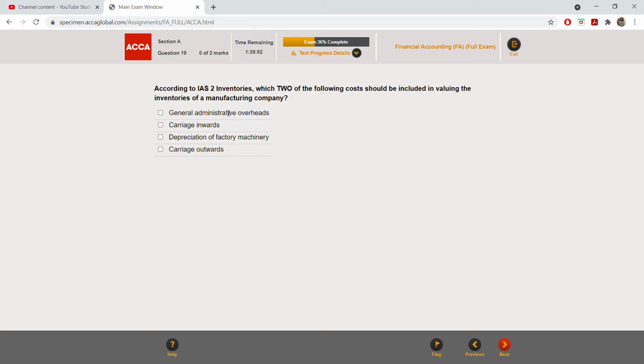General administrative overhead, no. Carriage in was yes. Depreciation of factory machinery, yes. Not carriage outwards, okay? According to IAS 2, this does not come. These are costs, but they do not come for the inventory. For inventory, carriage inwards definitely comes. Depreciation usually does not come, but depreciation of factory machinery comes when you're valuing inventory because it is for the manufacturing company.